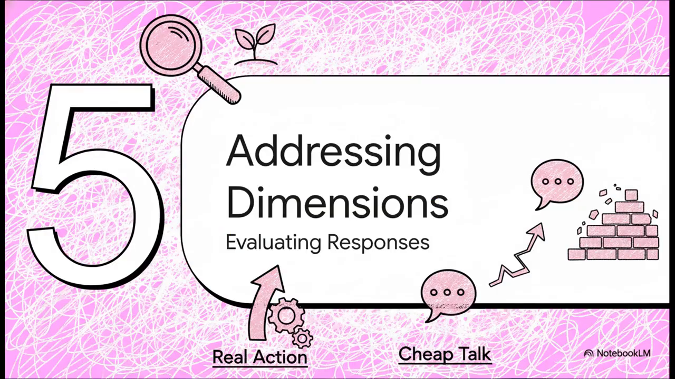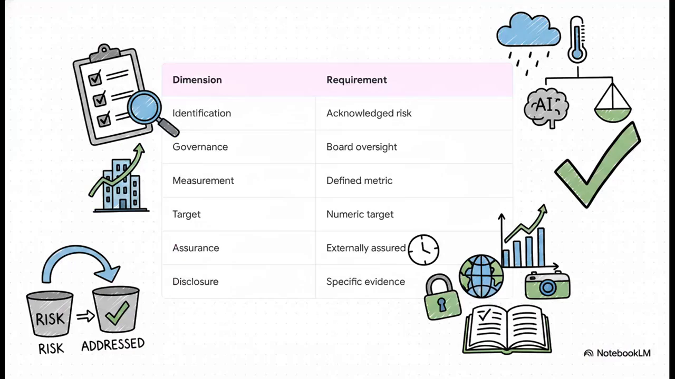Section 5. The 6 addressing dimensions. To do this subtraction accurately, Graph LLM acts as a ruthless academic checklist, evaluating 6 strict dimensions. Number 1, identification. Did they actually name the risk? 2, governance. Is there a board-level body overseeing it? 3, measurement. Is there a defined metric with a reported value? 4, target. Is there a numeric target with a baseline year? 5, assurance. Is this data externally assured? And 6, disclosure quality. Is the evidence sufficiently specific?